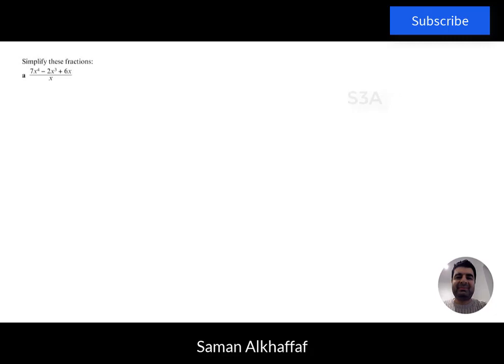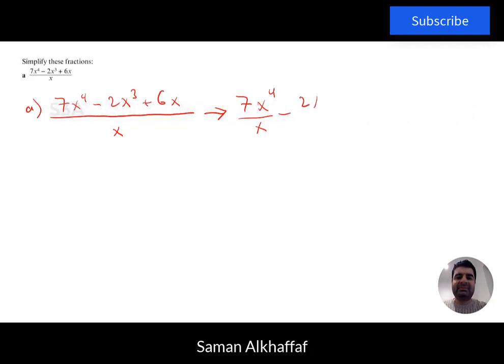In this example, we're asked to simplify the fractions shown. So first, we can simplify this by writing 7x to the power 4 minus 2x cubed plus 6x, all divided by x. So we can rewrite this in a form where each term from the numerator is divided by x. So now that will give us 7x to the power 4 over x minus 2x cubed over x, and then we have plus 6x over x.